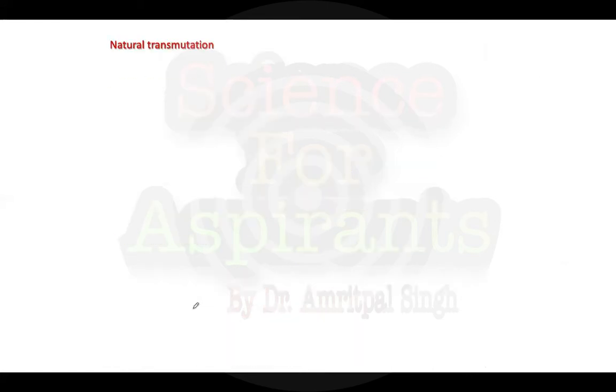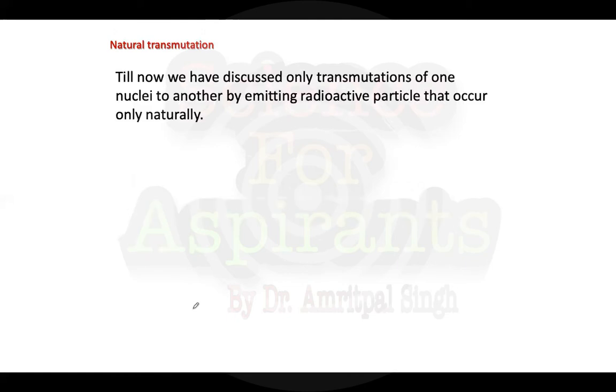So next is transmutation. In natural transmutation, till now we have discussed only those transmutations of one nucleus to another by emitting some radioactive particles. The radioactive nuclei are the best example of natural transmutation. When they decay by emitting alpha, beta or gamma radiation and are converted into some other daughter nuclei, they are examples of natural transmutation.